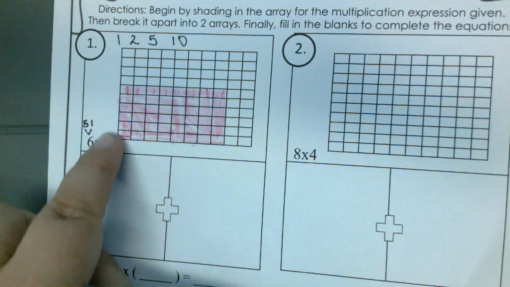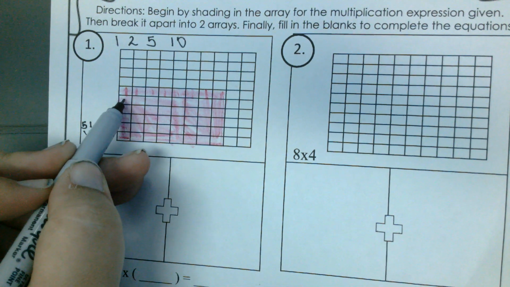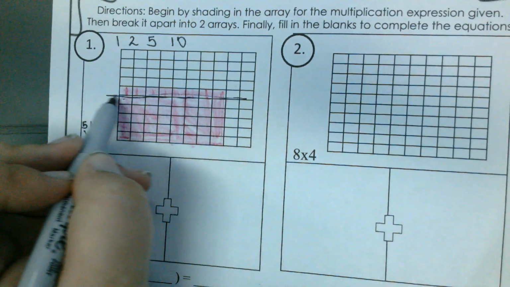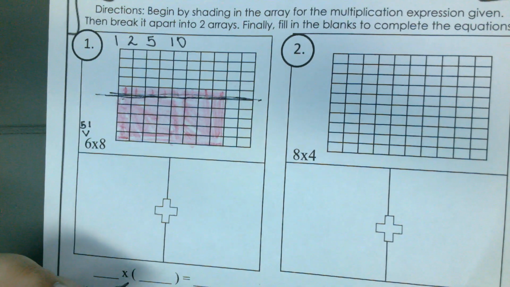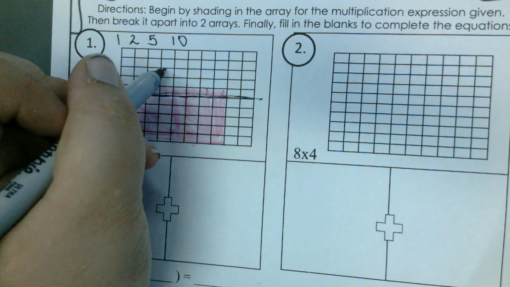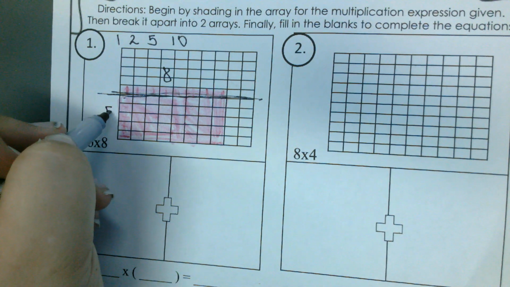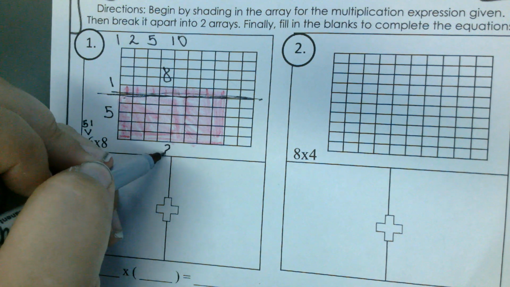So that's this side of the array. So I'm going to count 1, 2, 3, 4, 5. And then here is where I'm going to draw my line to separate my array. Now I'm going to label my sides. This side is 8. This is 5 and 1. And this side is also 8.